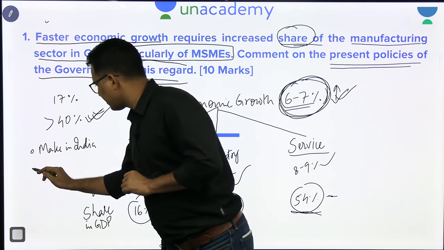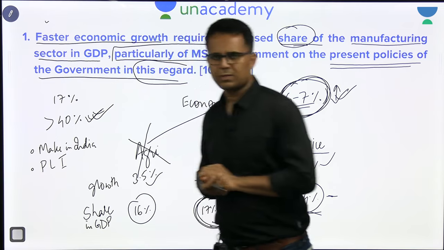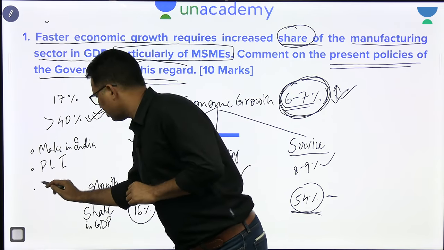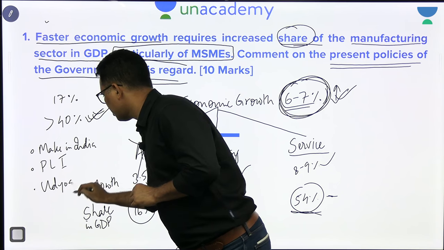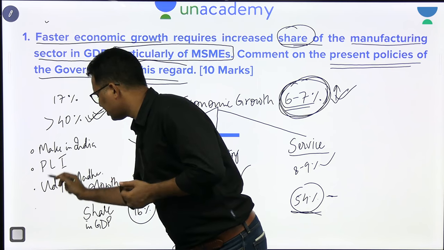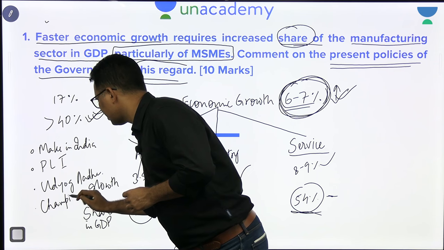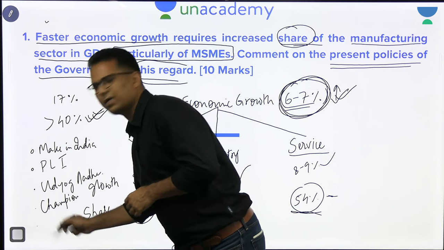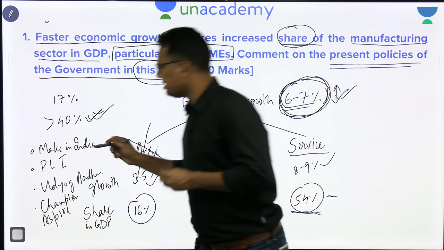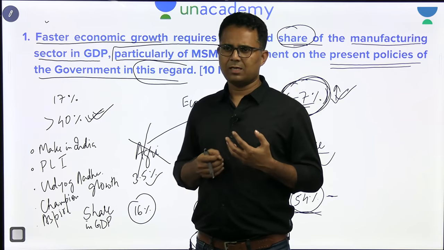Make in India, PLI, then you write policy related to MSME, Udyog Aadhaar number, then other schemes related to MSME, Champions scheme. There are various schemes. You just need to write Champions scheme, Aspire scheme. And then just two lines, you just tell about Make in India.